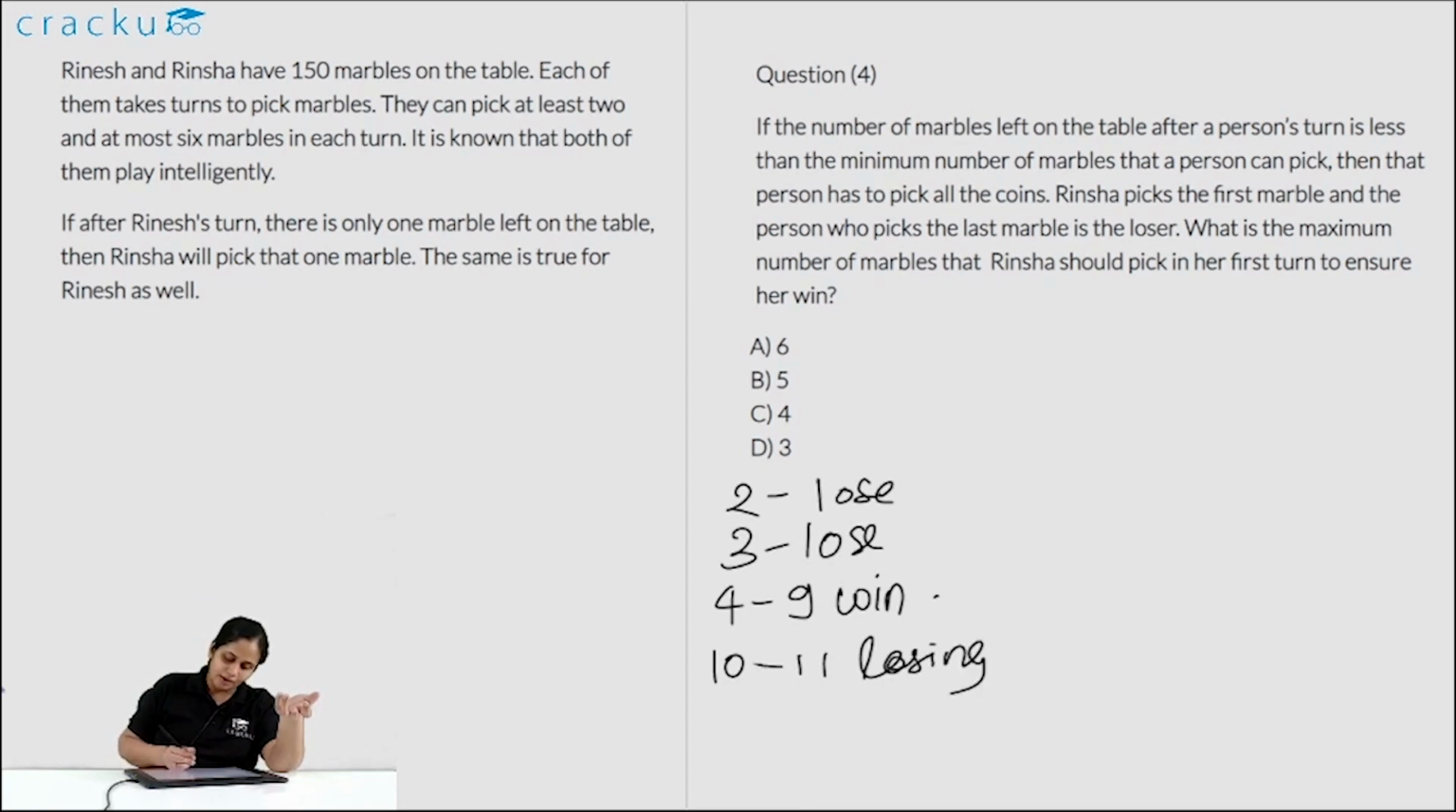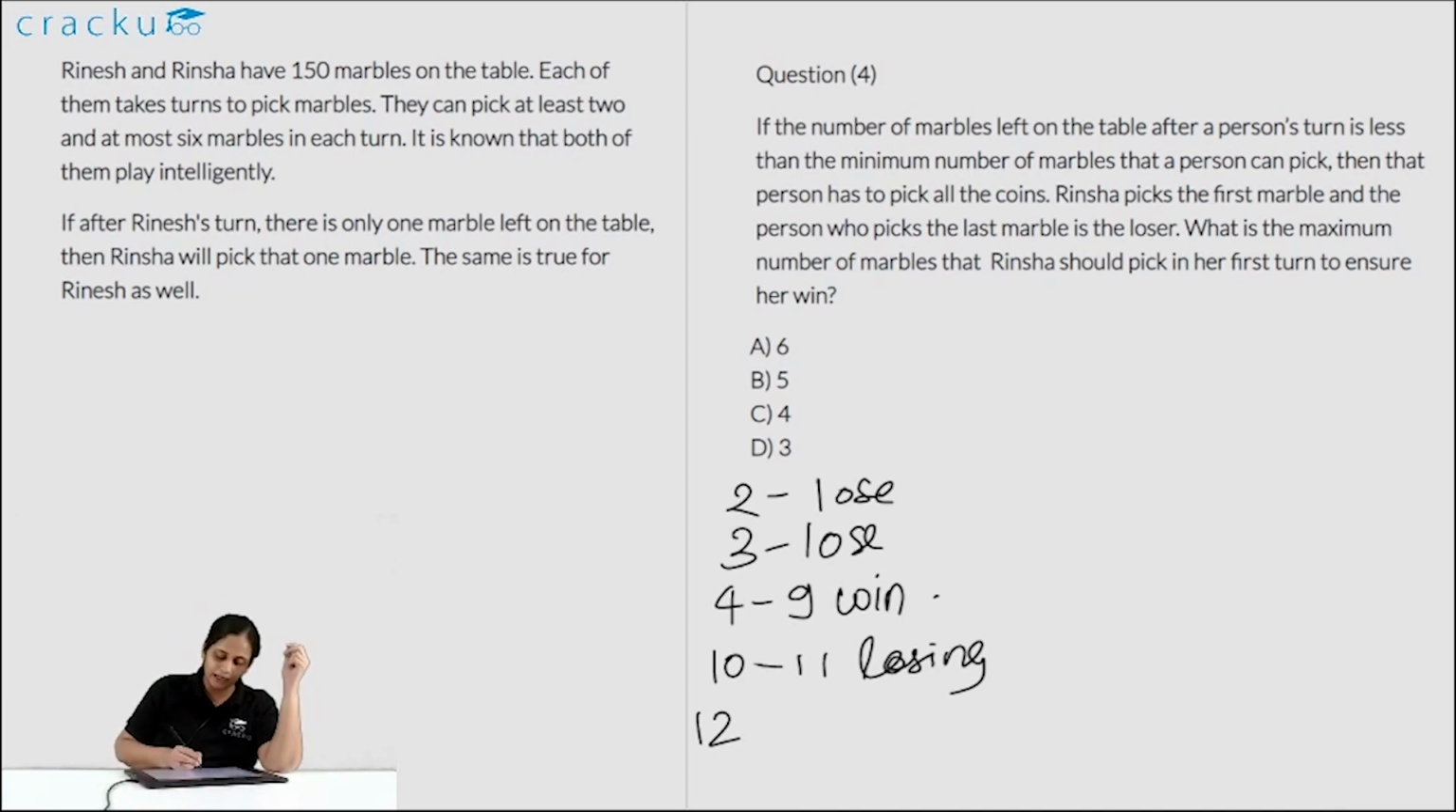Now you come to 12. If you come to 12, what you can do is pick 2 coins and put your opponent at 10, which is a must lose position. So 12 is a winning position. Similarly, 11 plus 6 would be 17. From 12 to 17, you can always pick in such a way that you put that person in the 10 to 11 range.